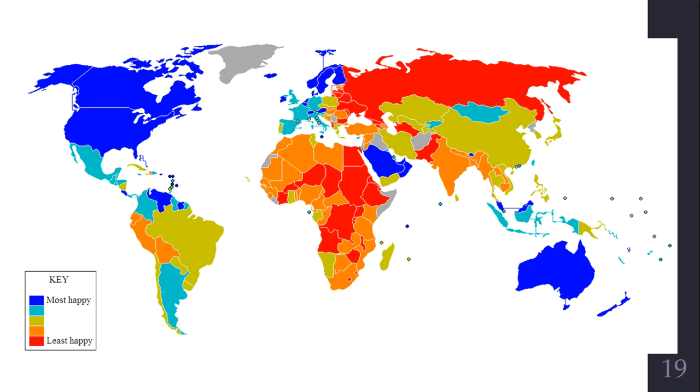Here is a map of happiness, right? So using some type of rank to see which countries generally have more happiness and which have less. It tends to be very correlated with wealth and also with civil liberties.